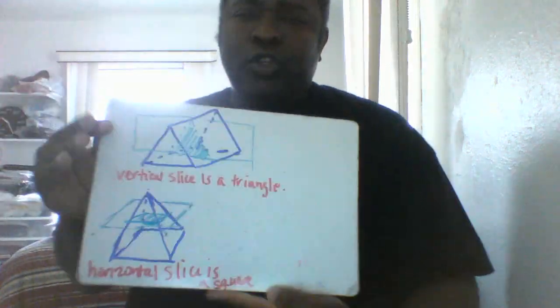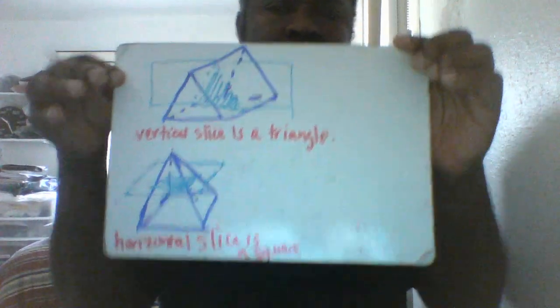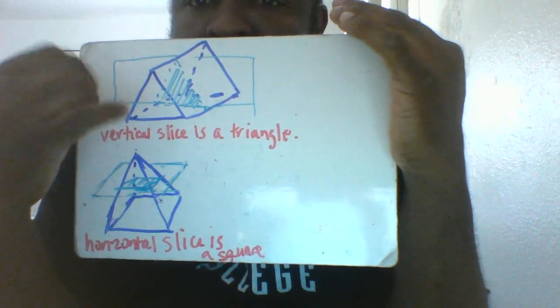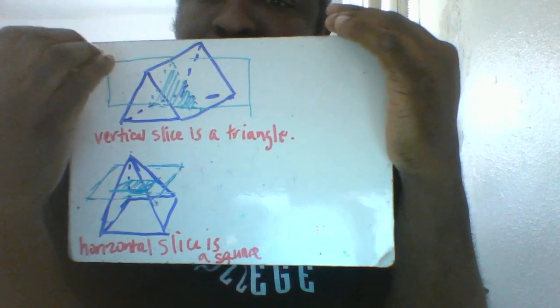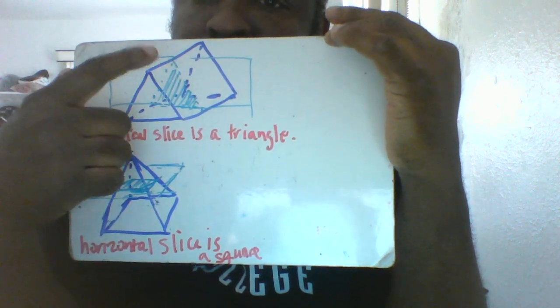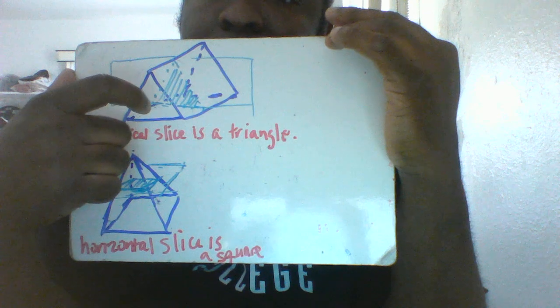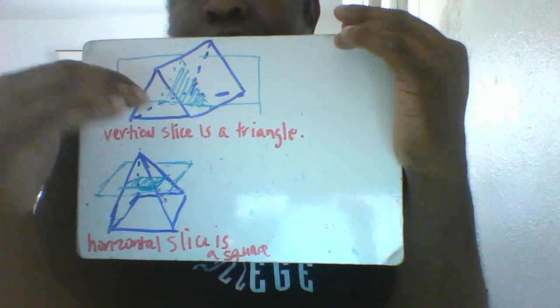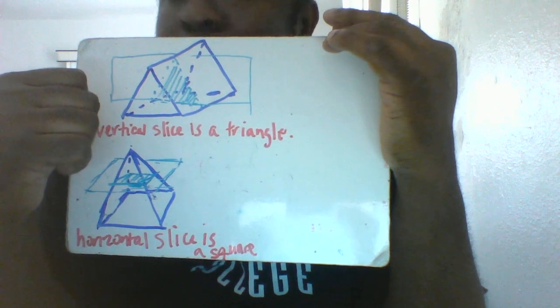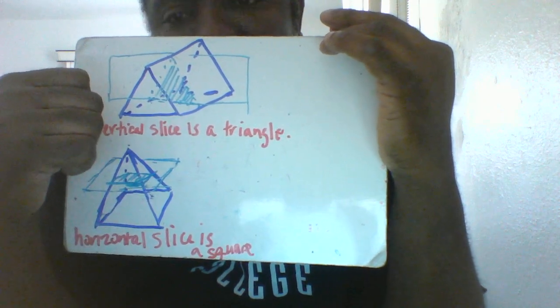Okay, so right here we have two more figures. This one right here is a triangular prism, but as you can see, it's vertically sliced. So therefore, what would you notice? It is a triangle. But what if we cut this horizontally? Would we get a triangle? No, we would get a rectangle.